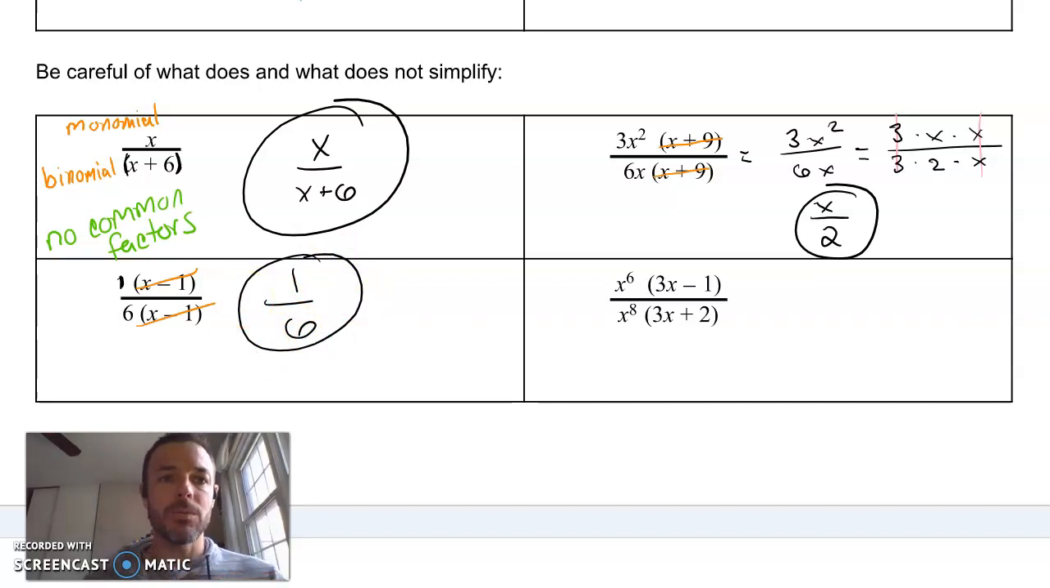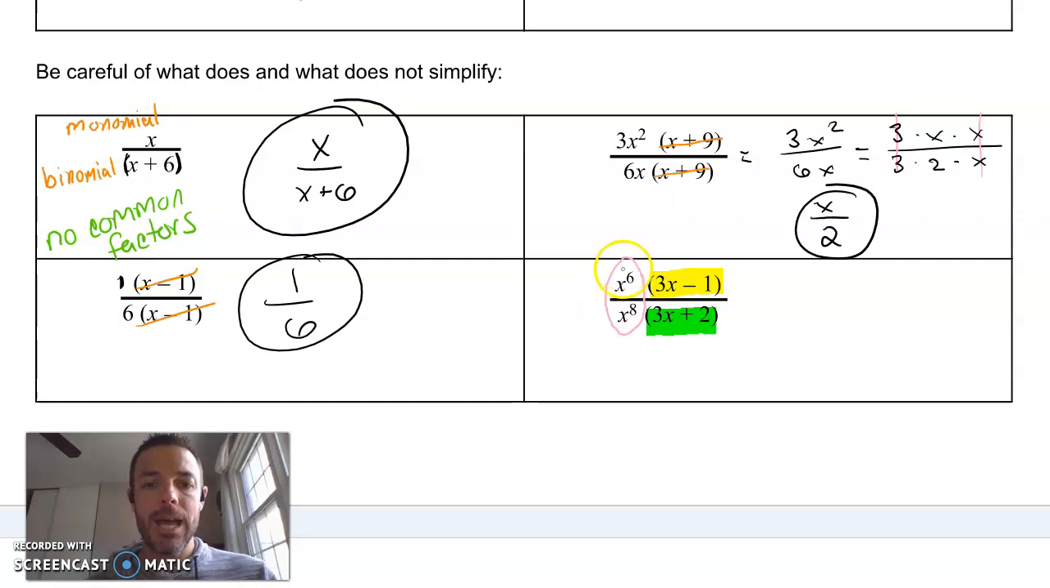Okay? Now, what I want you to recognize down here is 3x minus 1 and 3x plus 2 are different binomials. Even though they both have 3x, they do not simplify at all. I cannot simplify those. But I have monomials that can simplify just like we did in chapter 7.